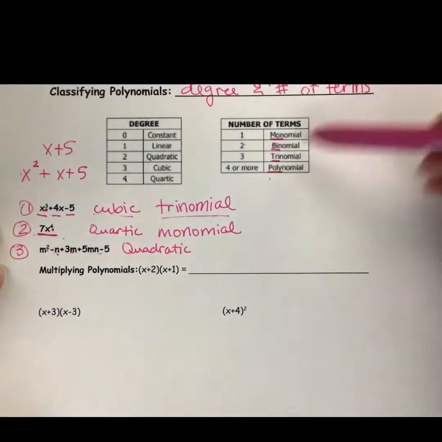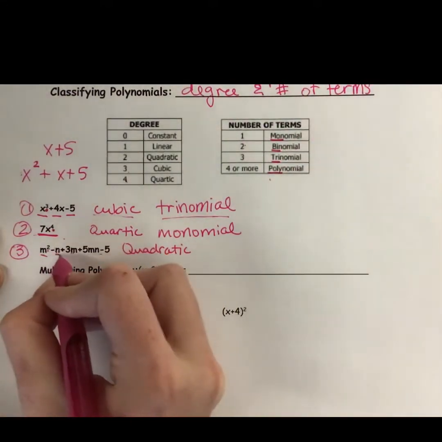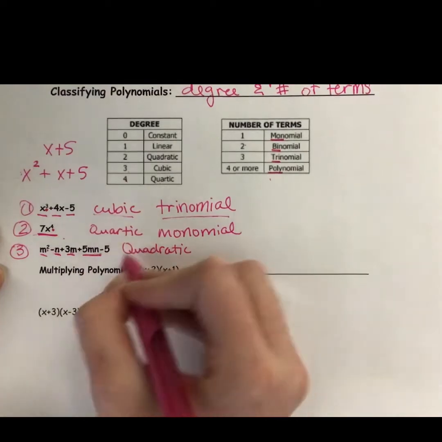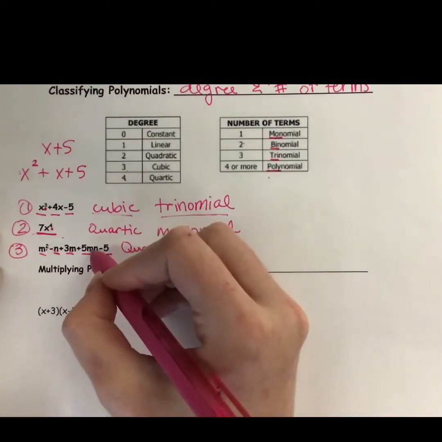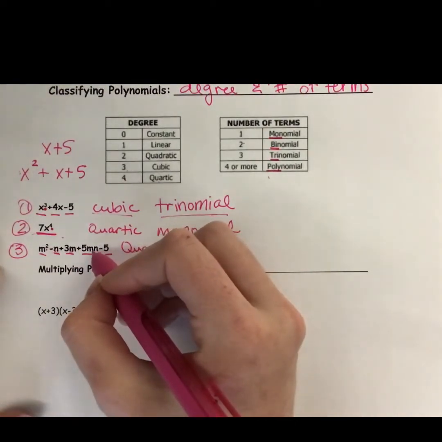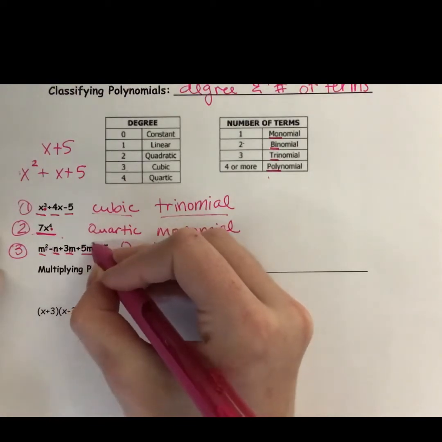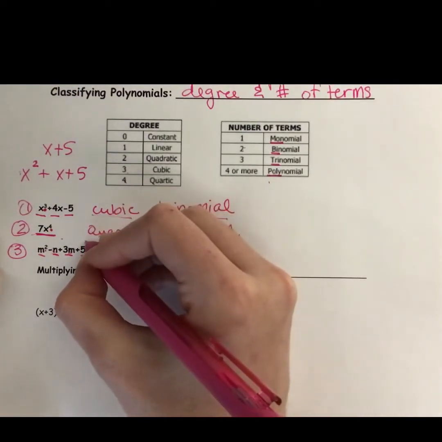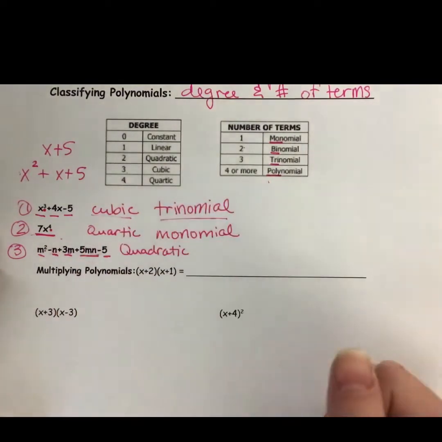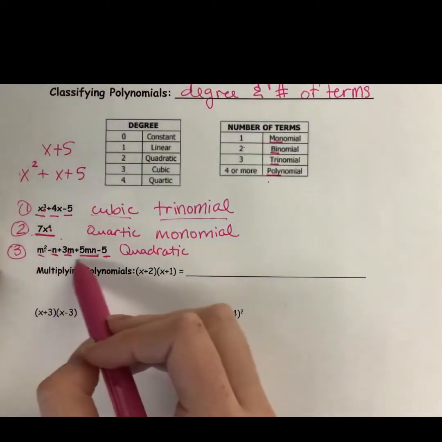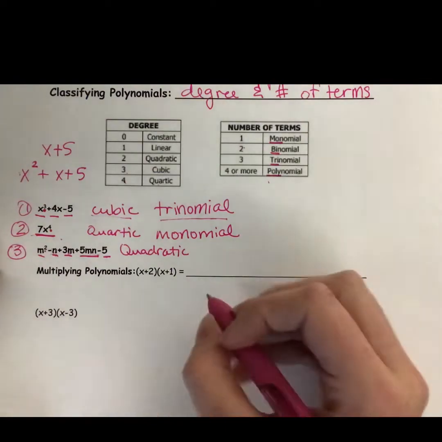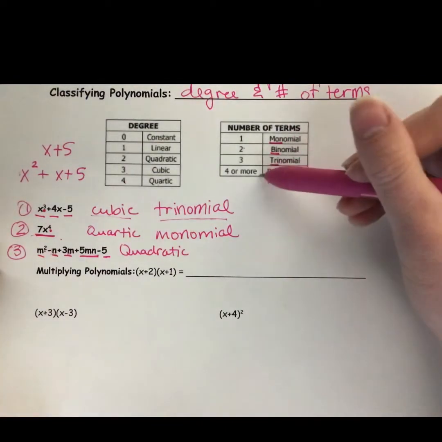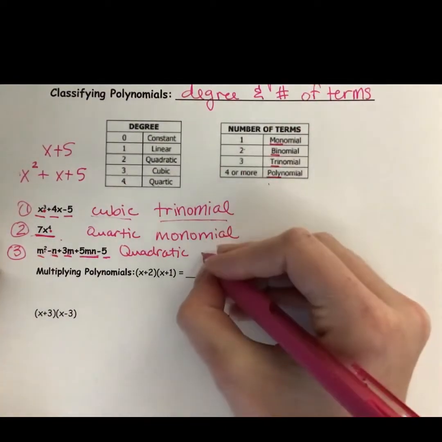Last thing we need to do is say the number of terms. Well, there's 1, 2, 3, 4, 5. Remember that even though there's 2 variables in this one, it's still one expression. If I were to plug in a number for m and n, this would all multiply together to give me one number. So we said there's 5 terms in this expression. Well, if there's more than 4, this is a polynomial.